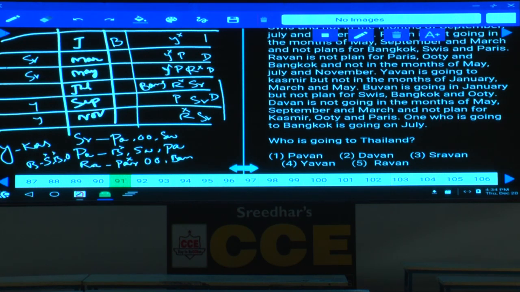And at the same time, if you check out this Ravan, Ravan cannot be here and cannot be here. Hence Ravan must be in the month of what? Either September or March.